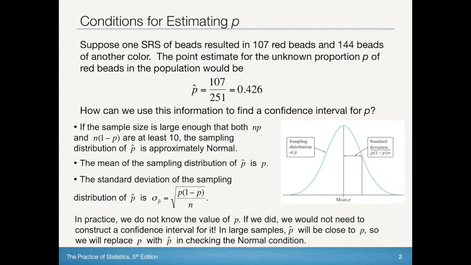The large counts condition, which we're showing here on this screen as np and n times (1 minus p), again is dealing with successes and failures. And in order to assume that a distribution is going to be normal, we're going to have to make sure that these large counts are at least 10. And again, this comes back from chapter 6, where we learned that the larger the sample size, the more a binomial distribution becomes a normal distribution. So this large counts is really a normal condition that we're going to use.